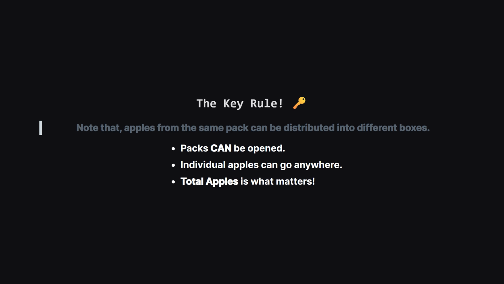Now, here is the most critical part of the problem statement. The note says, apples from the same pack can be distributed into different boxes. This changes everything. It means we don't have to fit an entire pack of 3 apples into a single box. We can open the pack, put one apple in a small box, and the other 2 in a larger box. Because we can split packs however we want, the individual pack sizes actually don't matter at all. All that matters is the total count of apples we have.